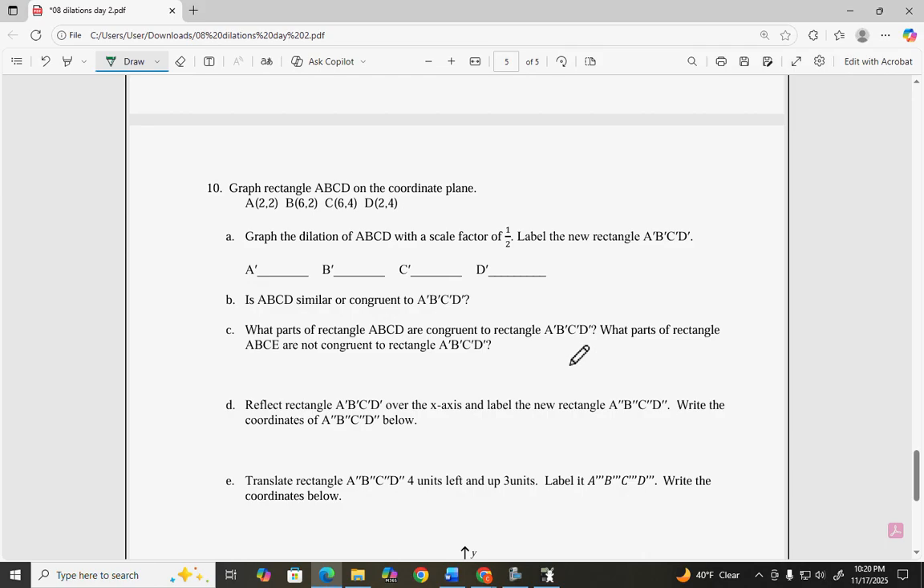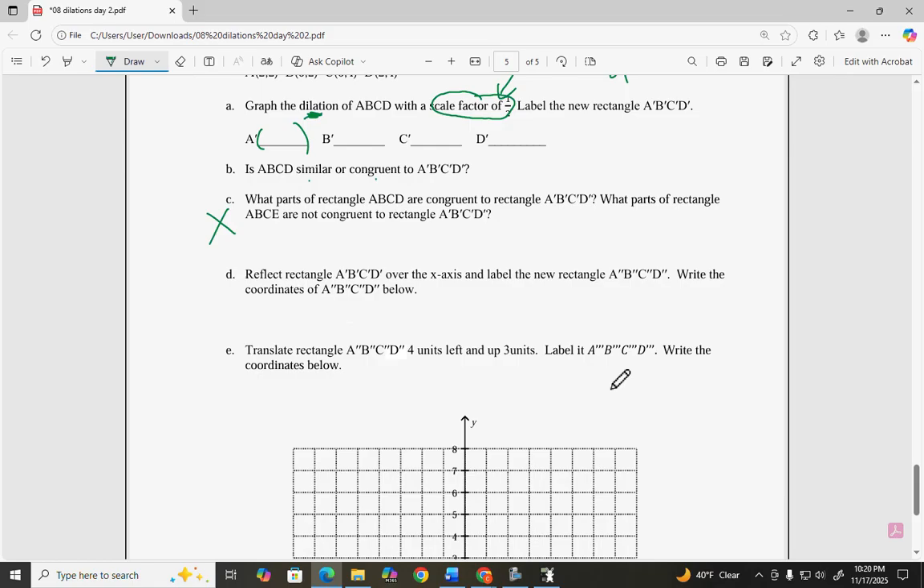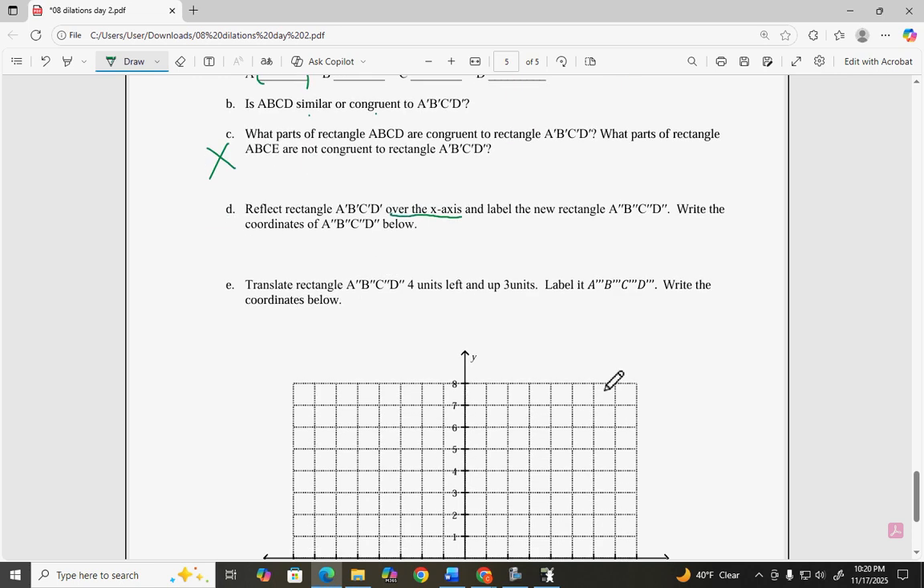Then on number 10, there's a lot of transformations that you're doing. So first, you're going to do a dilation using a scale factor of 1/2. Multiplying by 1/2 is the same thing as divide by 2. So figure out what A prime, B prime, C prime, and D prime are. Then you're going to tell me if it's similar or congruent. You don't have to do this. We could talk about that together. Then you have another transformation to do. So after you do your dilation, now you're going to reflect over the x-axis. And then after you reflect over the x-axis, you're going to translate it 4 units left and 3 units up.